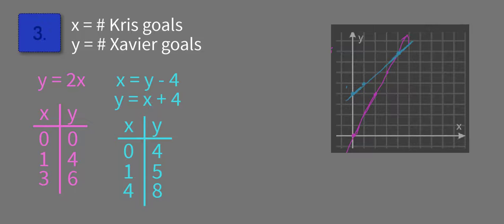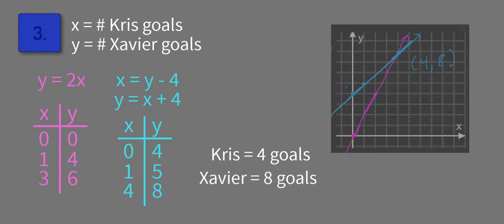And it looks like the intersection of these two lines is the point 4, 8. So we should be able to say that Chris scored 4 goals and Xavier scored 8 goals. And that makes sense because it says Xavier scored twice as many goals as Chris. 4 times 2 is 8. And it says that Chris scored 4 fewer goals than Xavier, and 8 minus 4 is 4. So this is the solution to our system of equations.